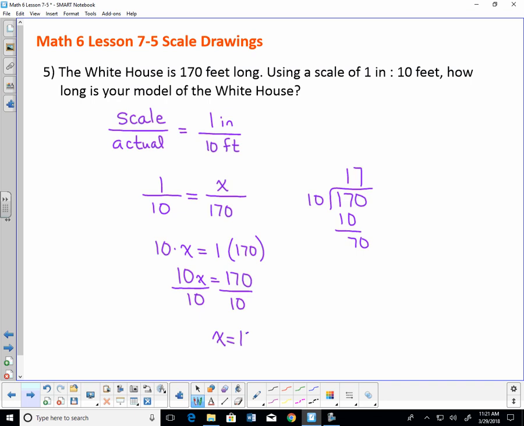So, how long is the scale of my model of the White House? My model will be 17 inches long, because the model's scale is in inches and the actual item is in feet. Figuring out scale drawings is not hard because, once again, we're just using that handy dandy thing called a proportion.